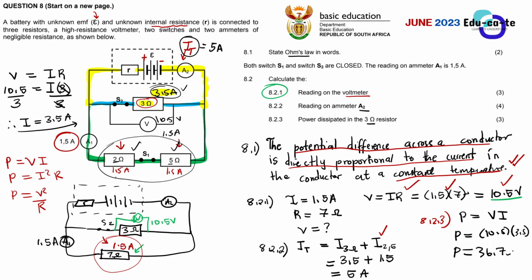36.75. And then we don't measure power in dogs or in no units. We measure it in watts. So you must always write the unit. So the power dissipated in the 3 ohms resistor is 36.75 watts.